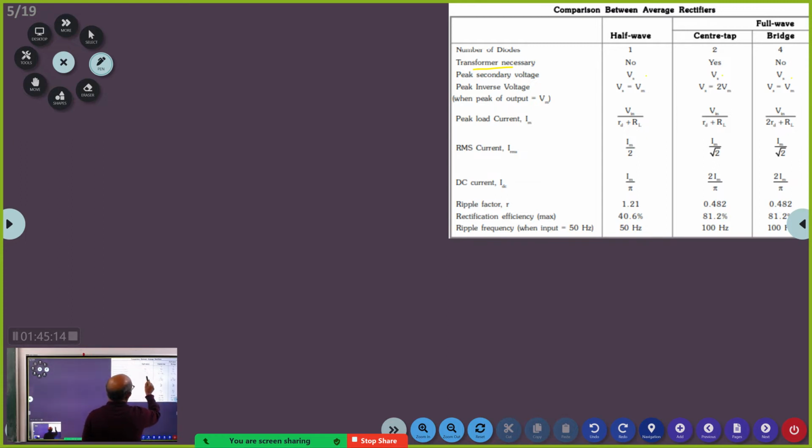Peak inverse voltage for half wave rectifier, whatever is the voltage, I have explained this to you. Peak inverse voltage will be the same, but for center tap it will be double. But for bridge again it will be Vm. I think I have already explained this to all of you.